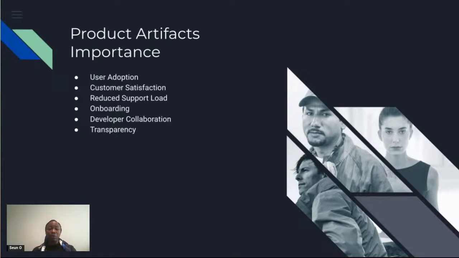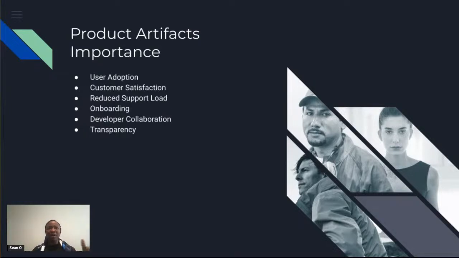That's one of the importance of keeping product artifacts: to reduce support load. Like I said, if you're training your support team and keeping materials, they know where those materials are, or you're sending materials to them. Your support team would not say, "We don't know, they've not trained us on that." They are able to actually support.